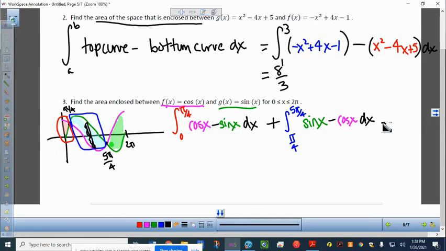And so we're going to work out a similar situation over here for this part that's in green. We're going to go from 5 pi over 4 all the way up to 2 pi. And our top curve is cosine of x, and our bottom curve is sine of x.